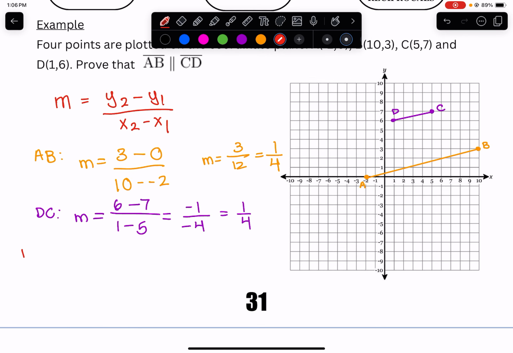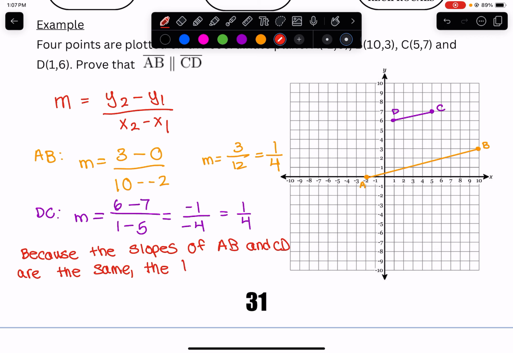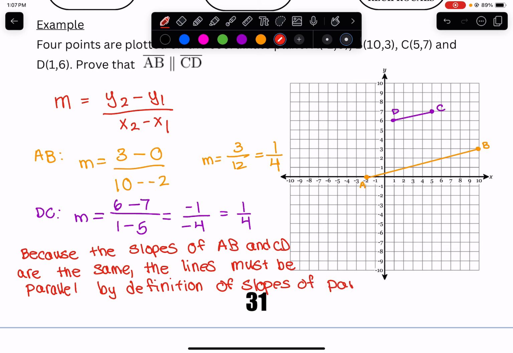So we can say, because the slopes of AB and CD are the same, the lines must be parallel by definition of slopes of parallel lines.